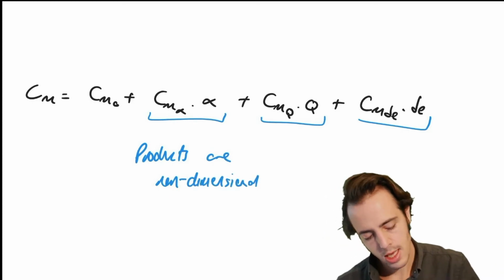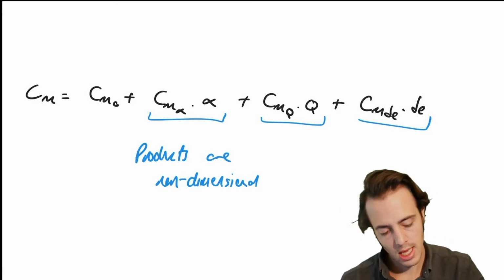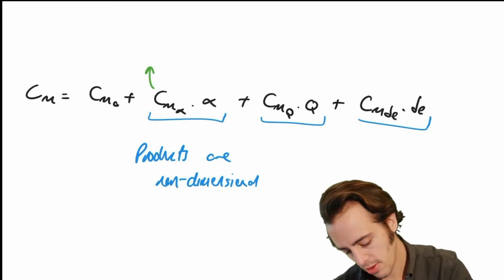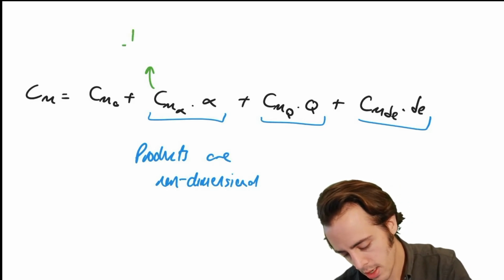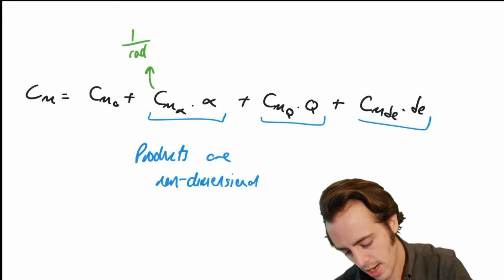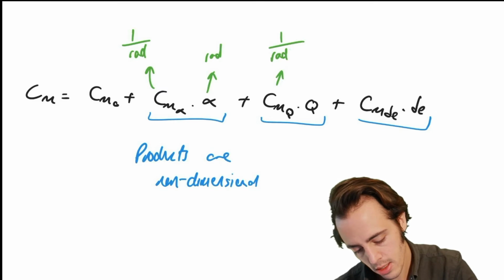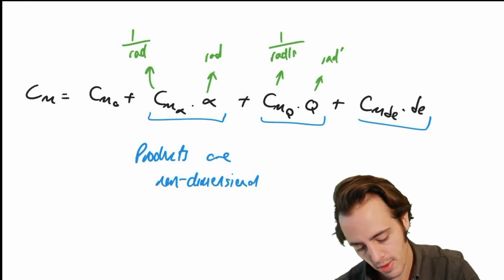But the actual units of the derivatives themselves are not non-dimensional. So the units of this would be 1 over radians. The units of alpha is going to be radians. The units of Cmq is 1 over radians per second. And the units of q are going to be radians per second.